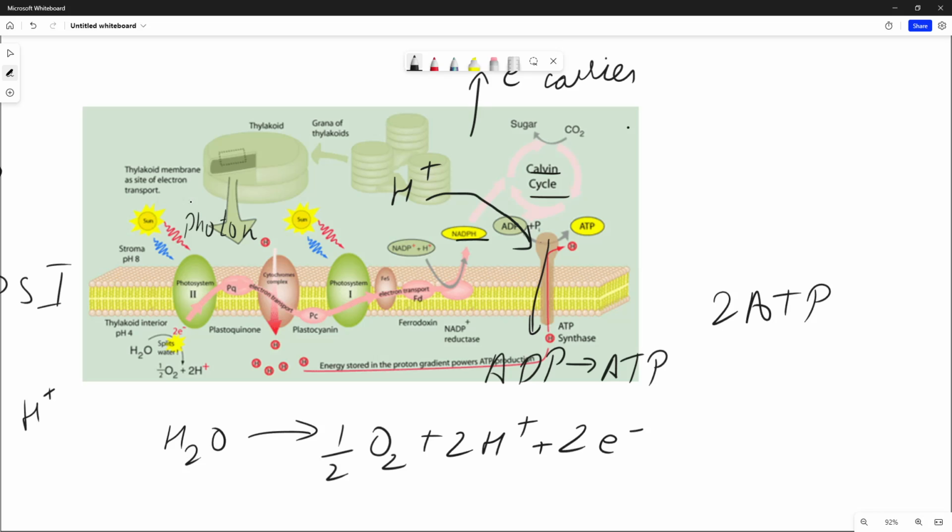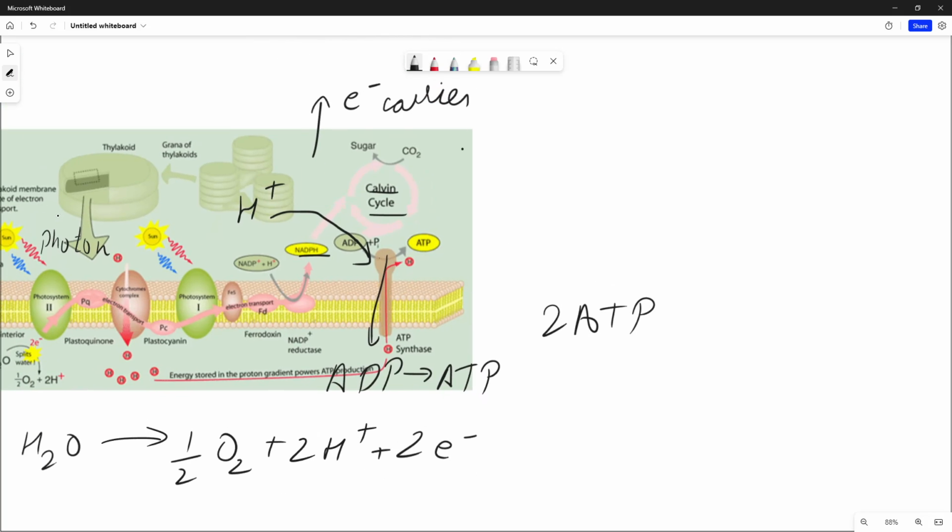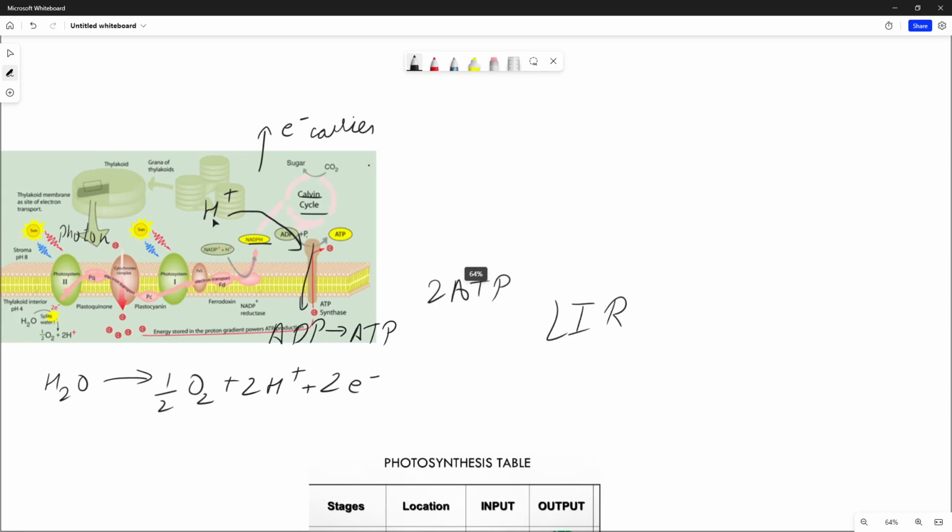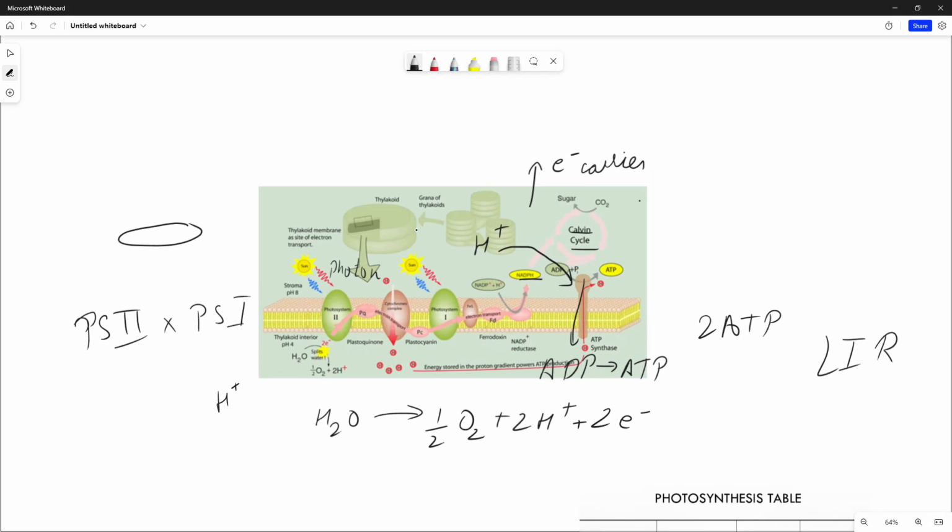So what happens next is we have the light independent reaction, and this is a very generalized explanation of the whole process. It's a very sophisticated and intricate process, so you'll have to learn about it in a bit more depth, but I'm glossing over it right now just to cover your basics and to remind you of what's happening.